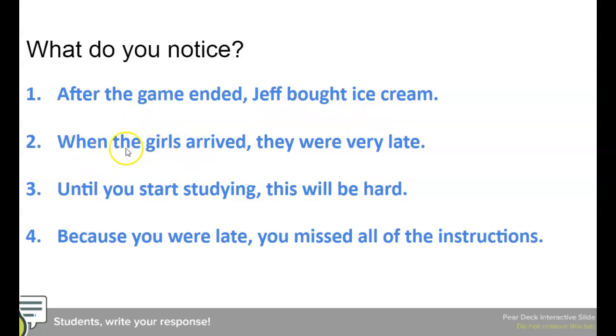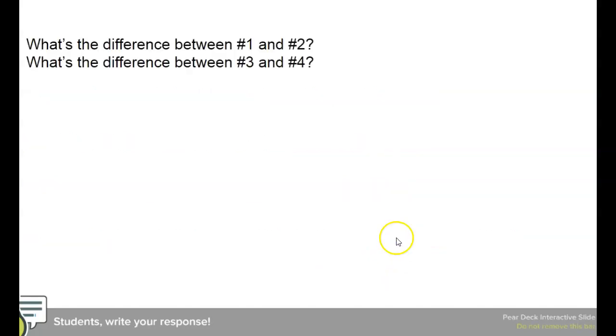When the girls arrived, not complete. They were very late, complete. They is the subject, were is the verb. Until you start studying, incomplete. This will be hard, complete. Because you were late, incomplete. You missed all of the instructions, complete. Okay? So hopefully you notice some of those things.